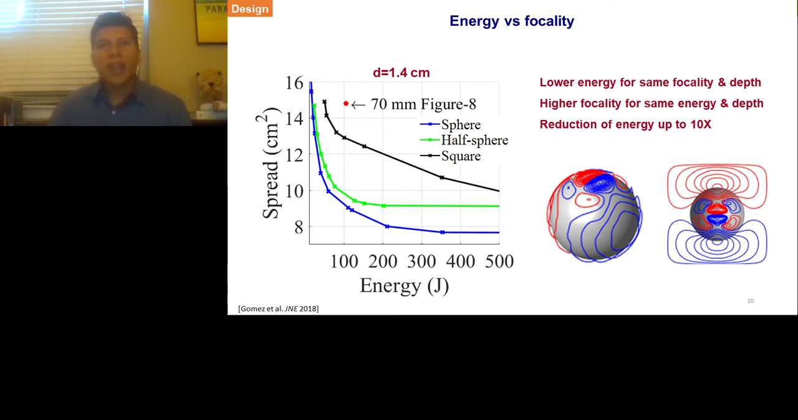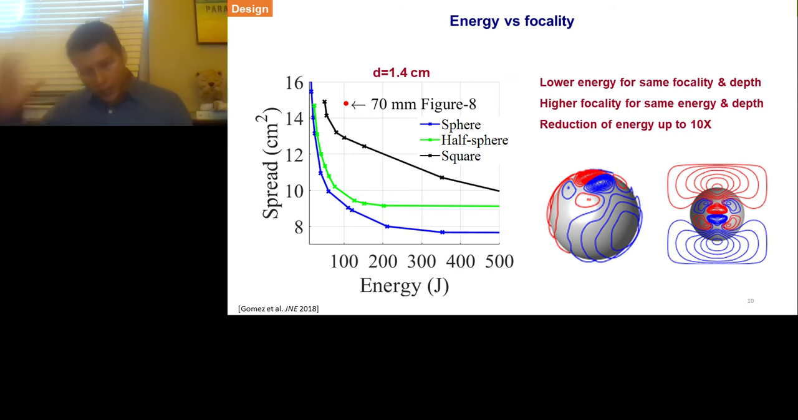Furthermore, there's higher focality for the same energy and depth of a figure-8 coil for any of these designs. And to achieve the same focality as a figure-8 coil, we require less energy. In fact, there's a reduction of up to 10 times in energy. And so what we see here is that the spherical or conformal coils are more energy efficient, or have better trade-offs with spread and energy, than the flat ones.